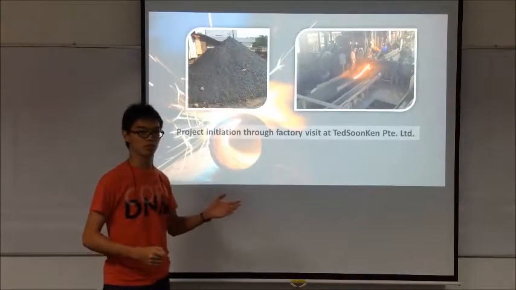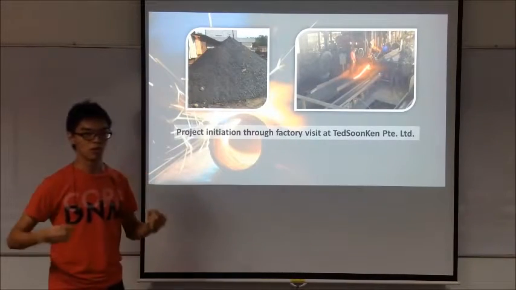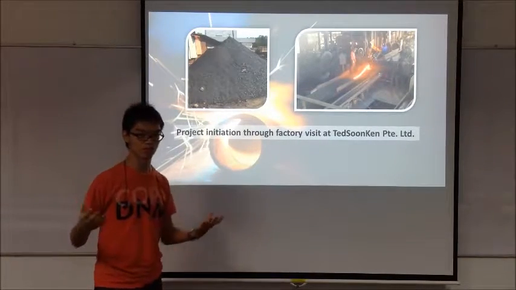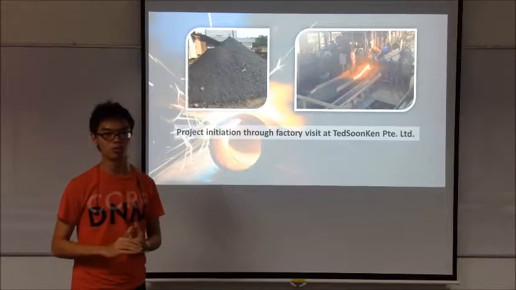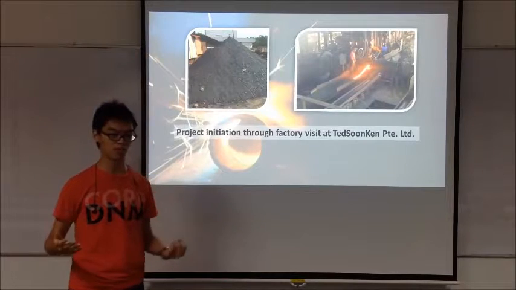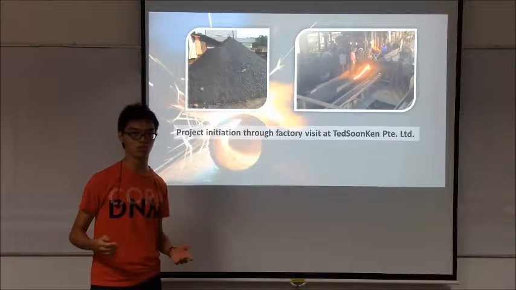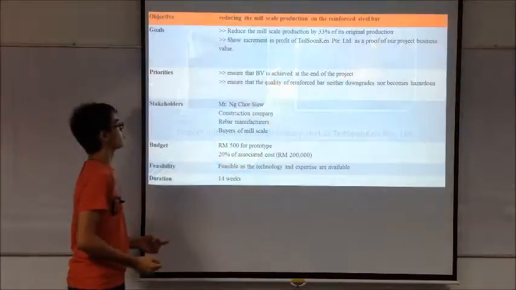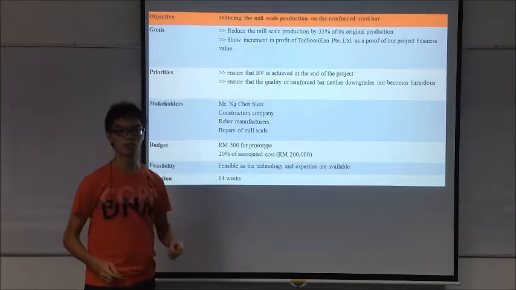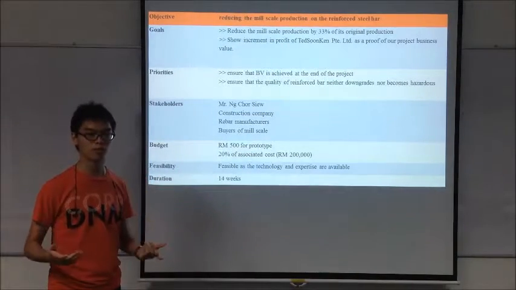This is the breakdown of the initiating phase. So let me just introduce what gave us this idea of reducing mill scale. First of all, we went to a rebar manufacturing factory and did some understanding and observation in the factory. We realized that the production of mill scale is actually the largest associated cost that the factory produces. So that's how we got our objective. It is to reduce the mill scale production on the reinforced steel bar.